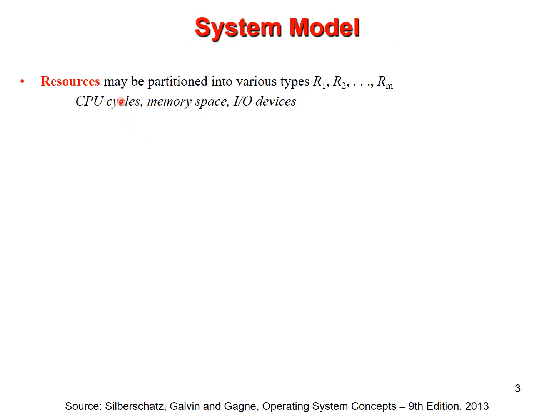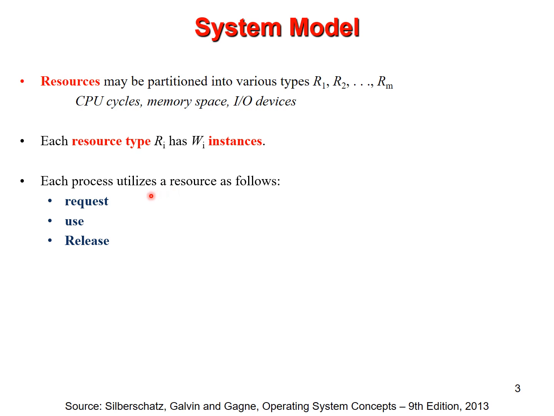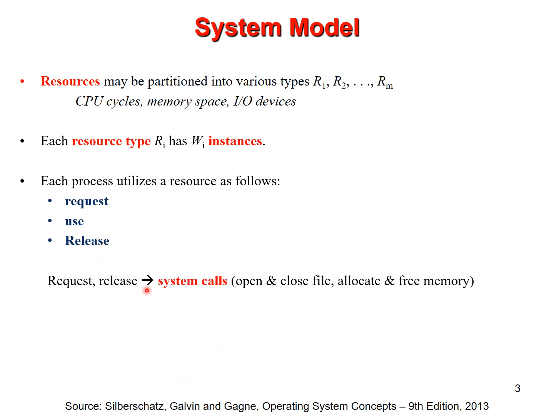System model. Resources may be partitioned into various types R1, R2 till Rm. The resources could be CPU cycles, memory space, I/O devices. Each resource type Ri will have Wi instances. When a process wants to utilize a resource, it has to make a request, use the resource and then release the resource. This request and release are generally done by system calls, using open, close file, allocate and free memory system calls.